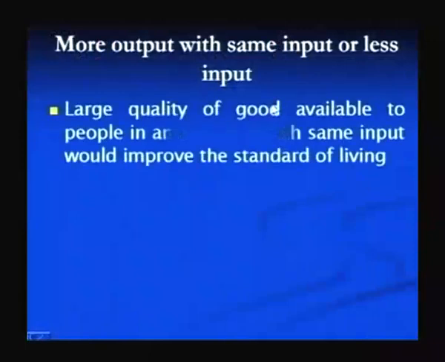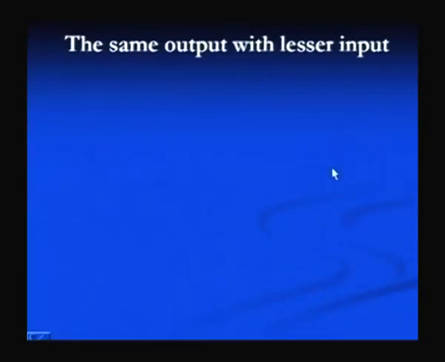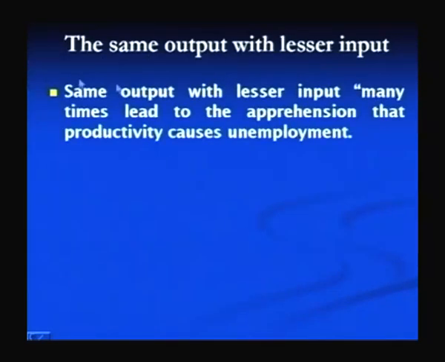That is what we can see here. More output with the same input or lesser input helps to make a large quantity of goods available, so that the standard of life can be improved. And this is the second point, the same output with lesser input. About this there is only one problem. If the same output is being produced with lesser material, lesser energy, lesser land or lesser machines, then there is no problem.